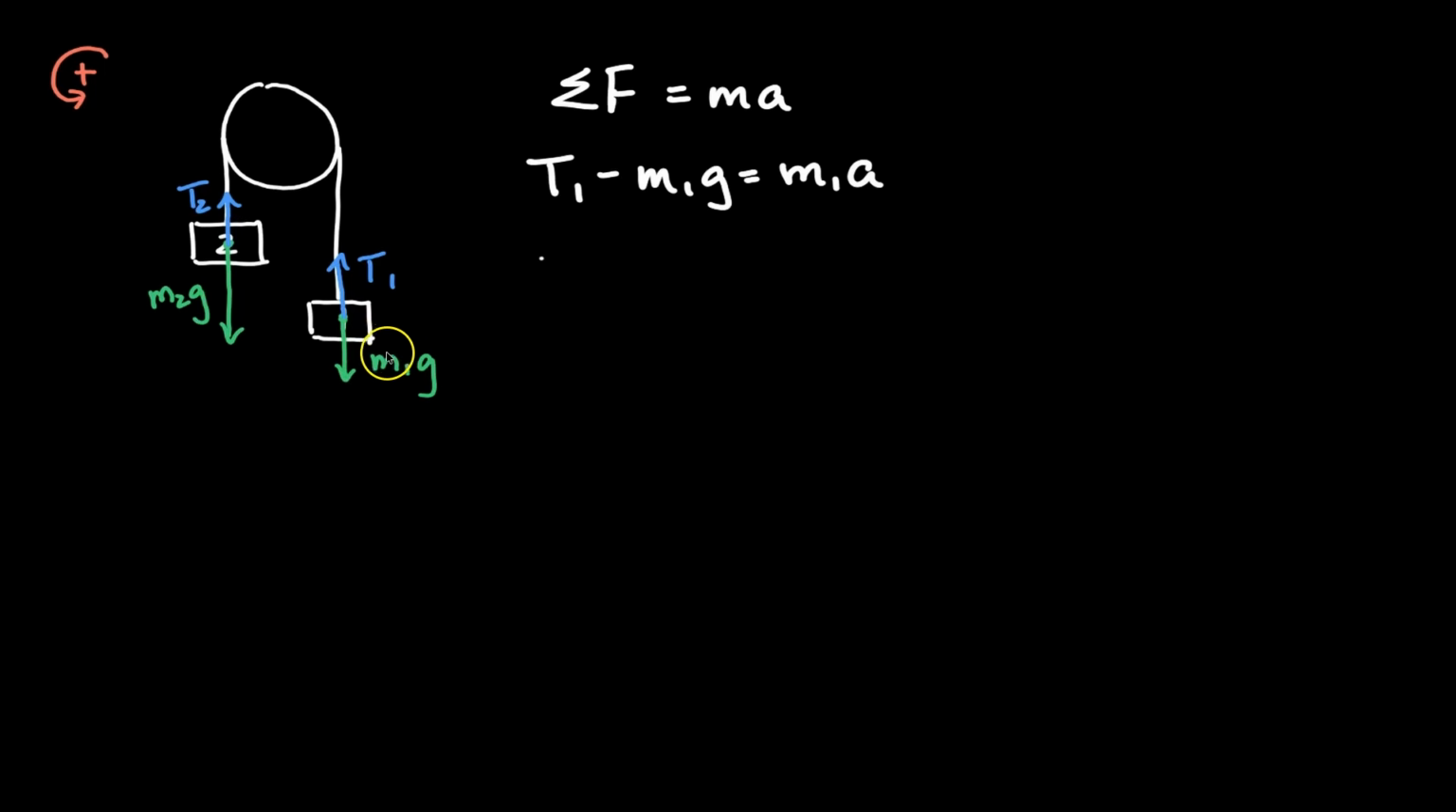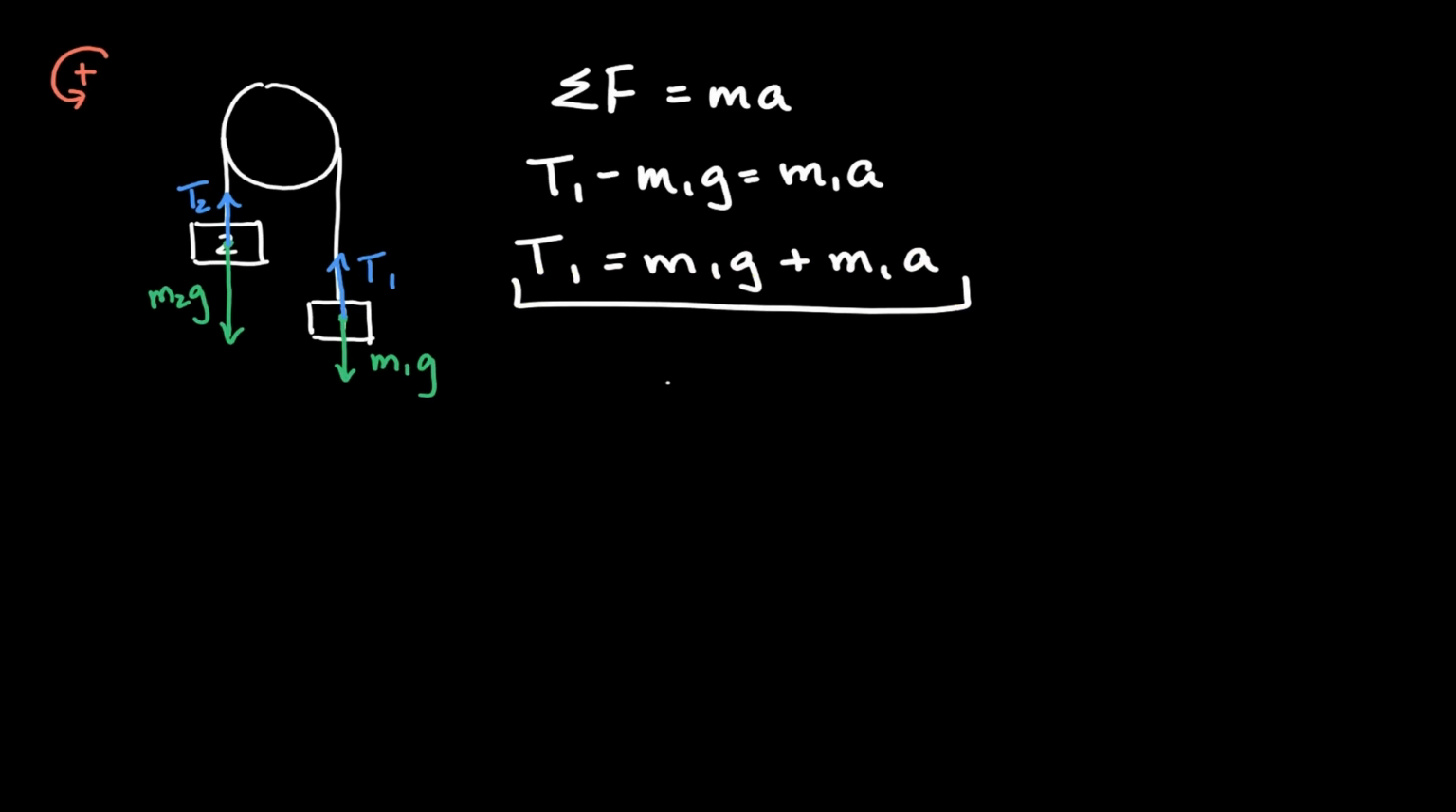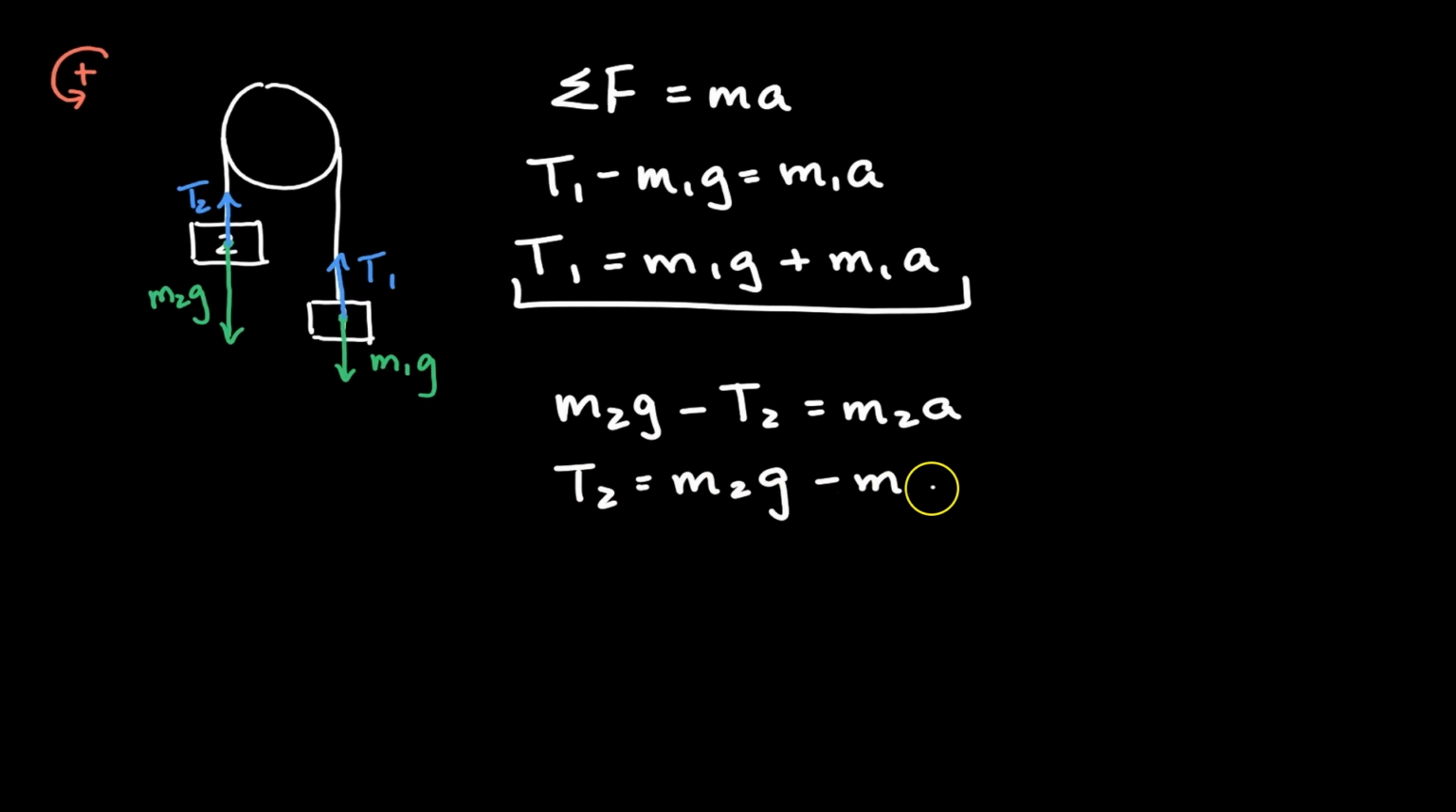So for mass 1, the forces in the positive direction is T1, and the forces in the negative direction is M1G. So we get T1 minus M1G is equal to M1A. Solving for T1, we get T1 is equal to M1G plus M1A. For mass 2, we get M2G minus T2 is equal to M2A. Solving for T2, we get T2 is equal to M2G minus M2A.